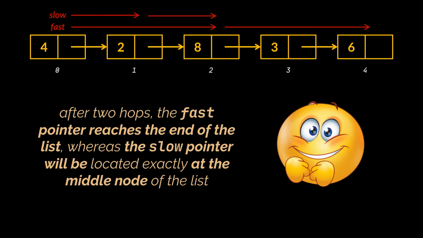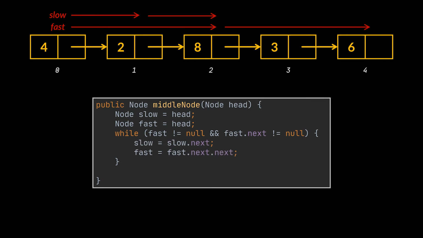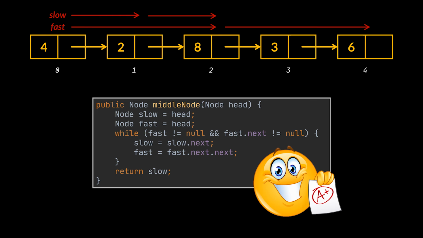To implement this, all we have to do is create two nodes, both pointing to the head node, which is our starting point, and then while the fast pointer hasn't reached the end of the list yet, we update the slow and fast pointers to hop one node or two nodes at a time, respectively. When the end of the list is reached, we return the node stored inside the slow variable, as it is the one located at the middle of the list. And that's it, and that is optimal. Now on to the second problem.